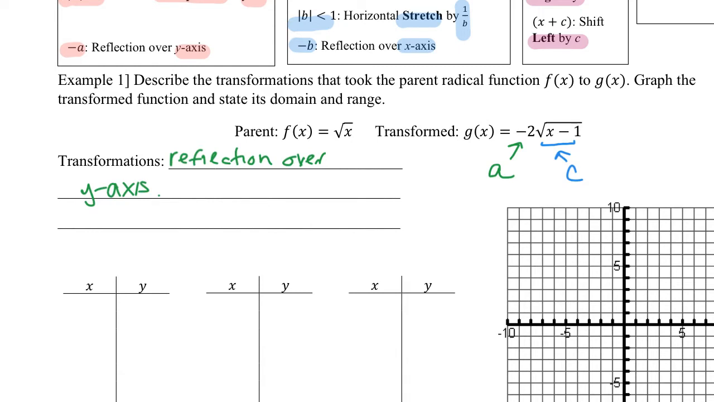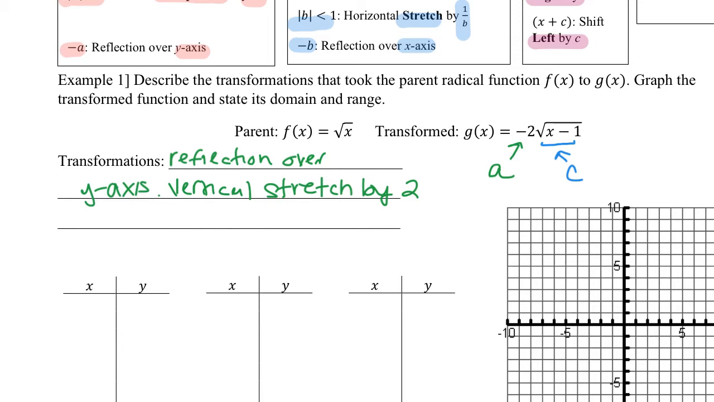Then I also see that the a is a 2. So since it's a 2, that means it's greater than 1. So there's also a vertical stretch by a. So the second thing is there's a vertical stretch by 2.